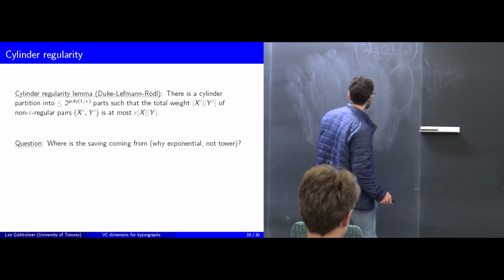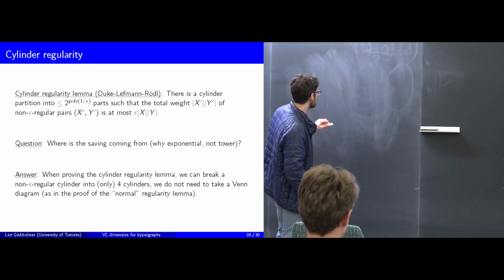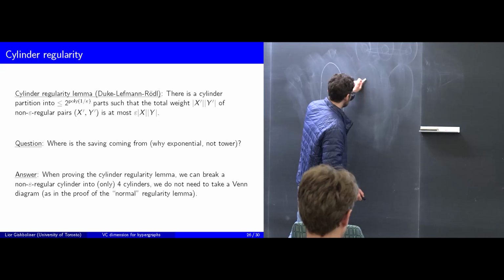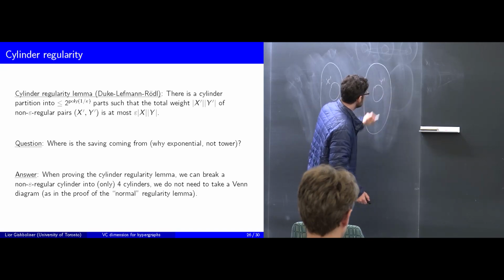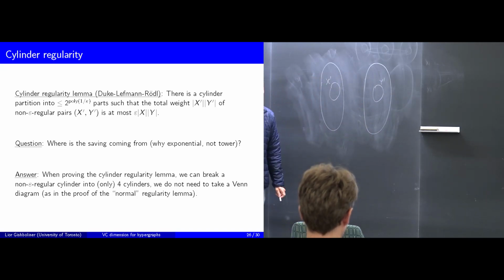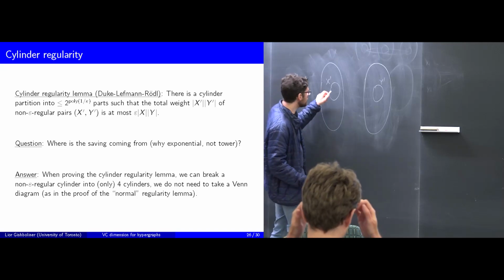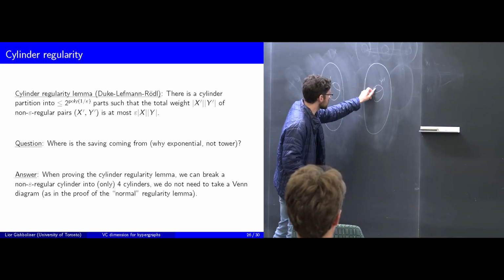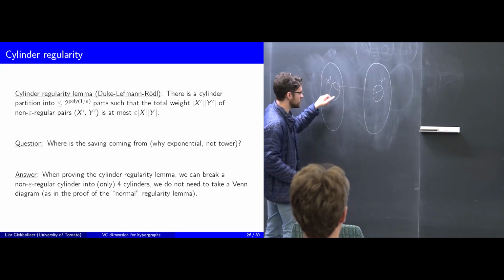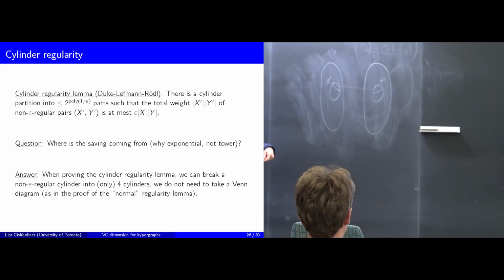The reason is, suppose we have a partition already, and we have a certain cylinder, X prime, Y prime, which is not regular. Now, what does it mean that it's not regular? That I can find some piece here and some piece here that these two pieces behave differently than their parents. They have a different density.